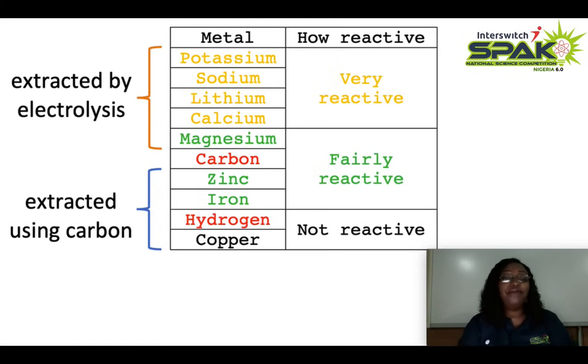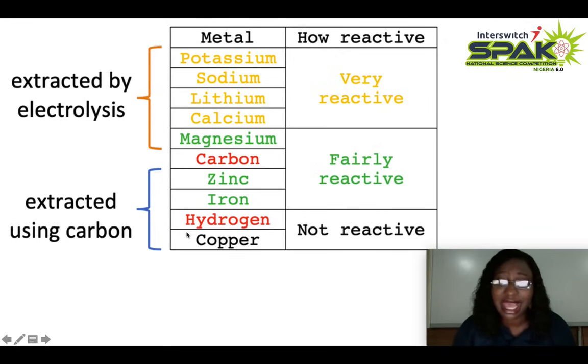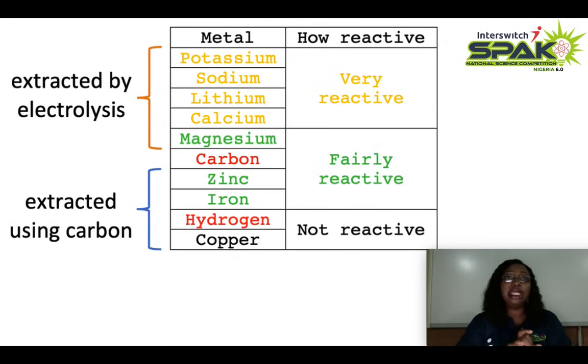So elements that are very reactive are extracted from their ores by electrolysis, and elements that are fairly reactive are extracted using carbon. That's thermal reduction by carbon. The elements that are less reactive are most times gotten in their native state. A very good example is silver, gold. These are gotten in their native state. What you need to do is just purify them to get the metals.